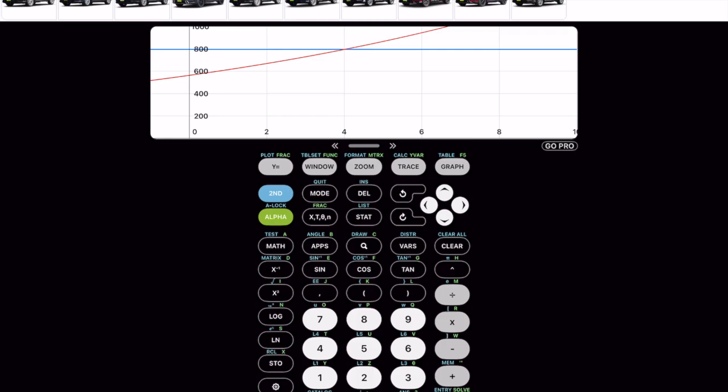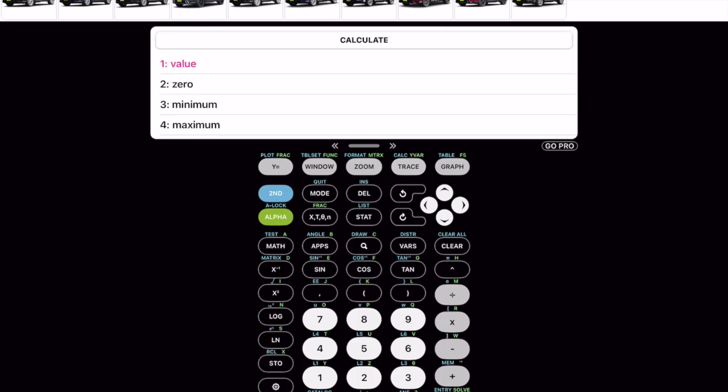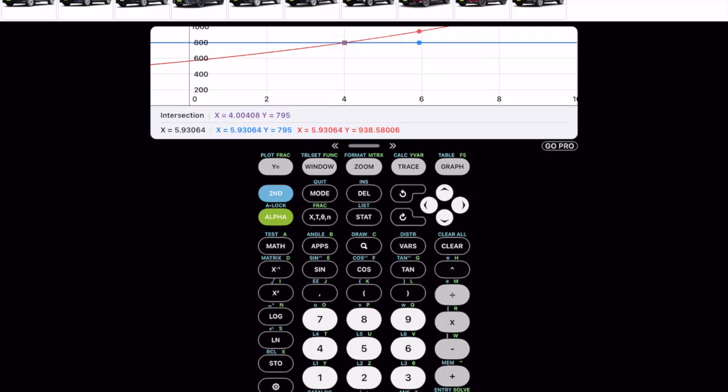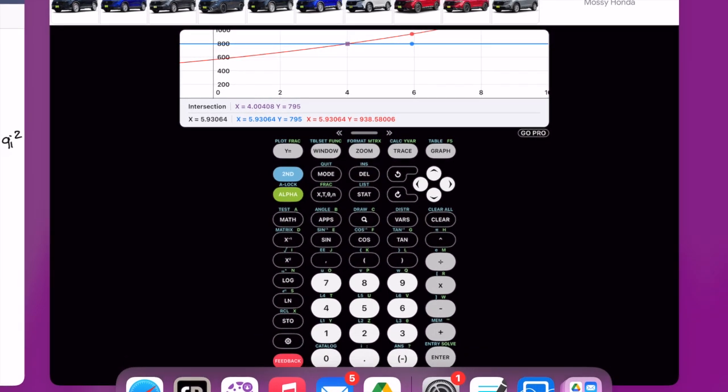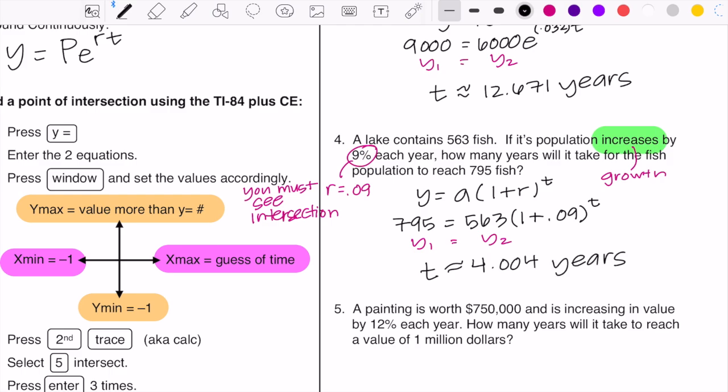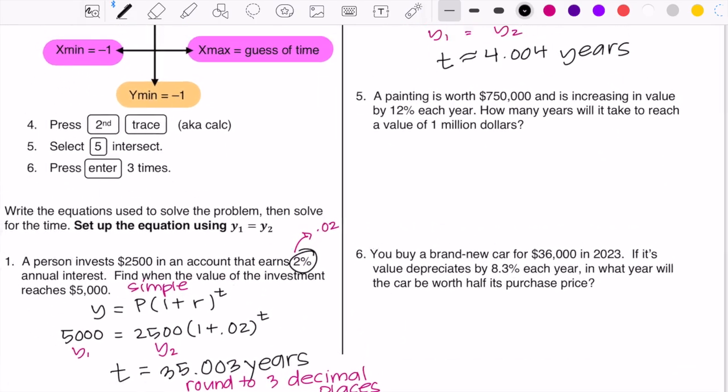You don't have to. Second trace, option 5, and then you're going to hit enter, enter, enter, and then we have our answer right there, the x coordinate. So we go here, and then I get that t is approximately 4.004 years. Moving on to the next one.